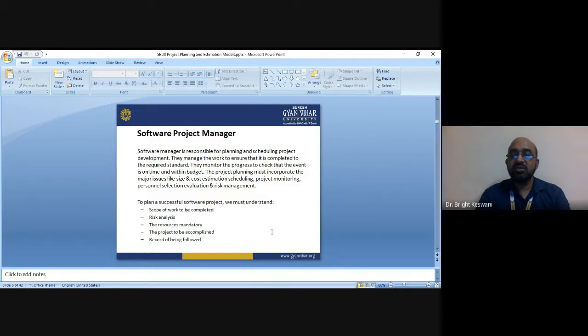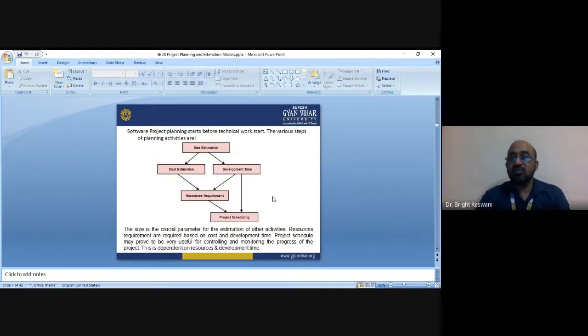So he ensures the timely delivery to the client. He monitors the progress of the project during the development phases, and he is responsible for the development of the product within the budget. To plan a successful software project, we must understand the scope of work to be completed, the risk analysis, the resources mandatory for the project, and the record of whether the plan is being followed or not. So a plan is very much needed when we are going to handle a big, complex project.